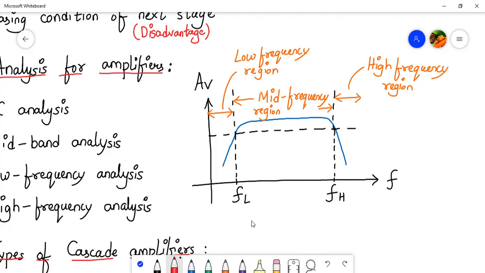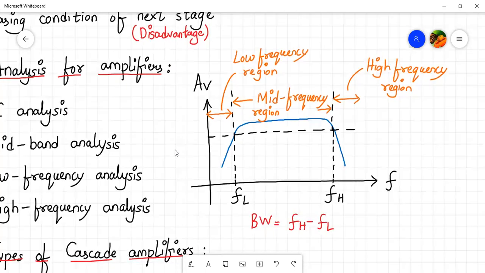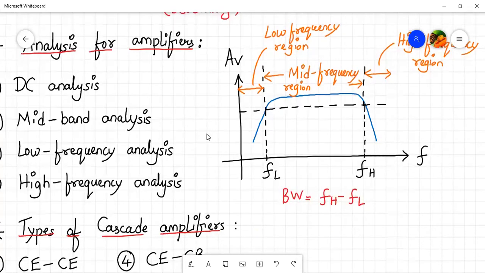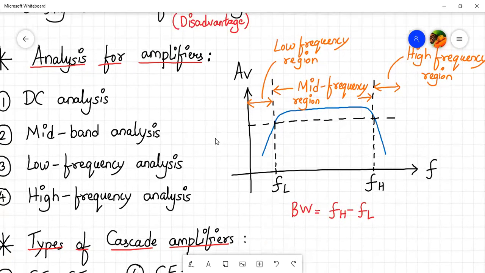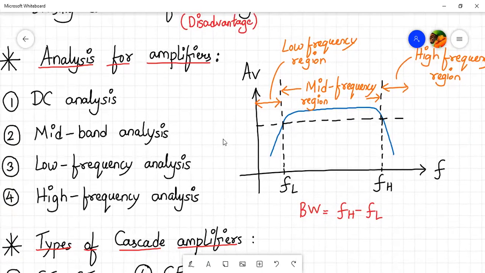And the bandwidth of such amplifiers will be FH, the higher cutoff frequency, minus FL, the lower cutoff frequency, right? So in the frequency response, the y-axis is my voltage gain, and the x-axis is the frequency on a logarithmic scale, basically. Okay. So this is what we have done so far for the analysis of single stage amplifiers, and the same applies to the analysis of multi-stage or cascade amplifiers.